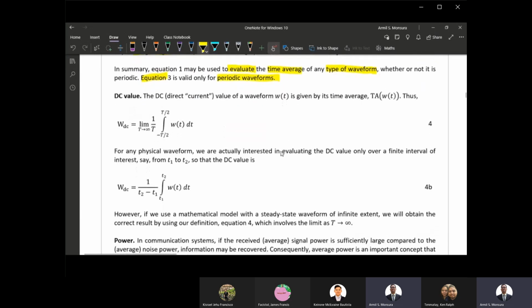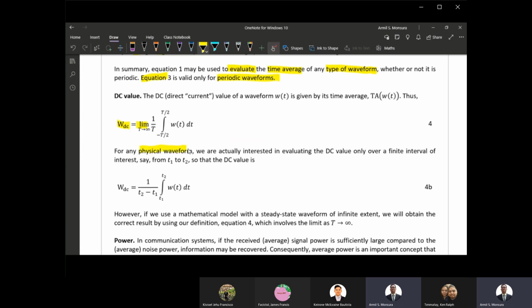Now, let's learn how to evaluate your DC value. The DC value of your waveform is given by the time average of your waveform. So, simply, the DC value is the limit of 1 over T times the integral of w(t) dt from negative T over 2 up to T over 2.